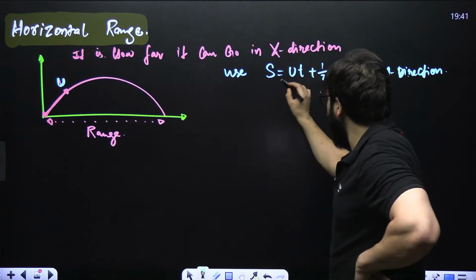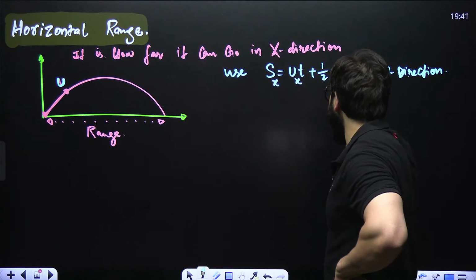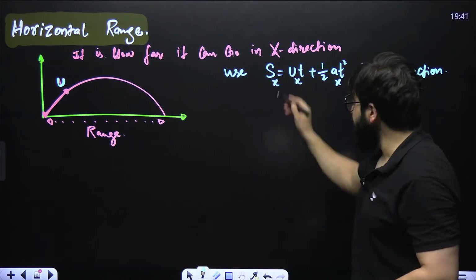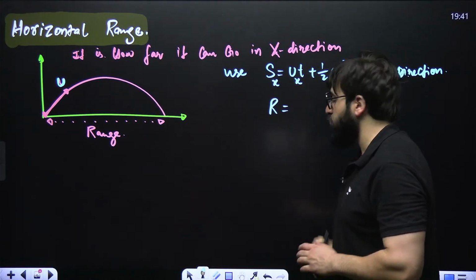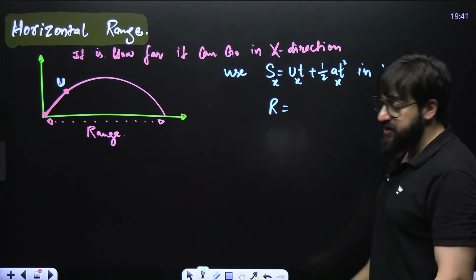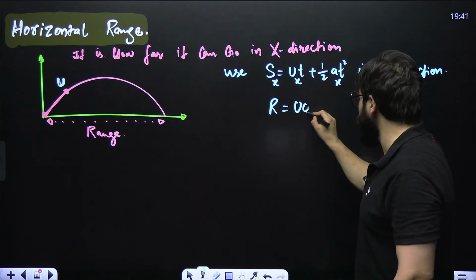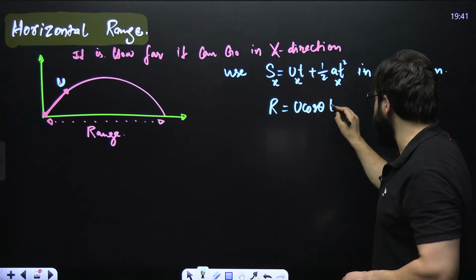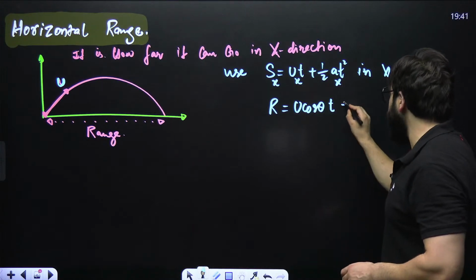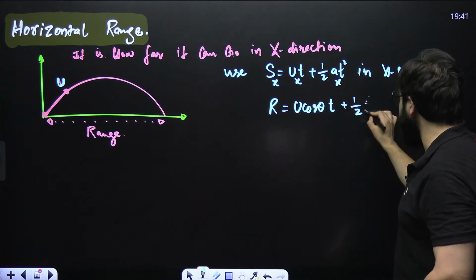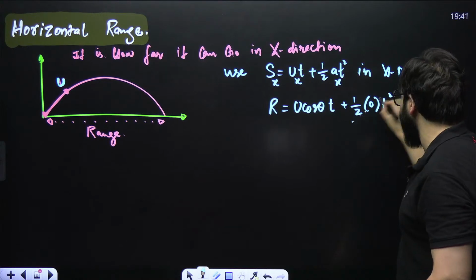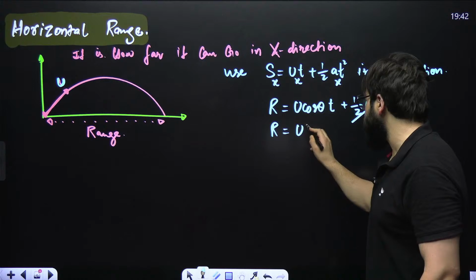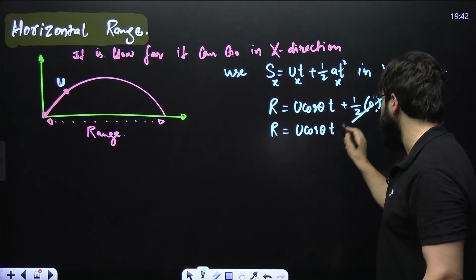Now I write Sx, Ux, Ax. Instead of Sx, I'll write the range R is equal to initial velocity in x direction, that is u cos of theta, into time t, plus 1 by 2 acceleration in x direction, which is 0, into t square. So this whole term will become 0, and the range will come out to be u cos of theta into t.